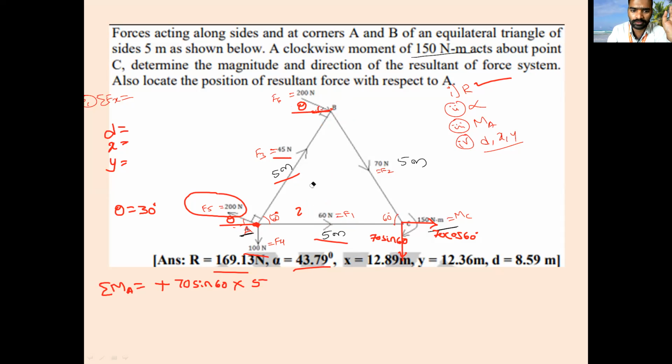Okay, so what I will do now? I will consider this 200 Newton F6 force. Is it producing clockwise rotation or anti-clockwise moment?